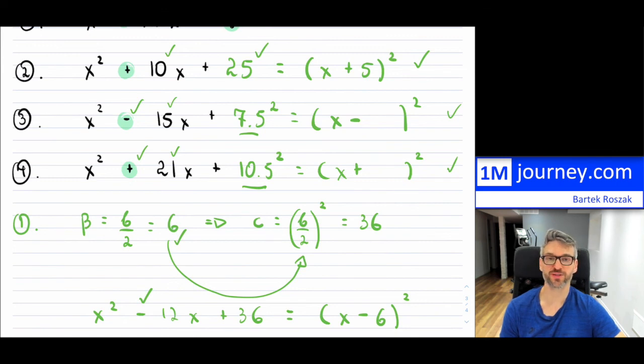That is it. All right, so that's the introduction to these particular perfect squares where a is equal to 1.